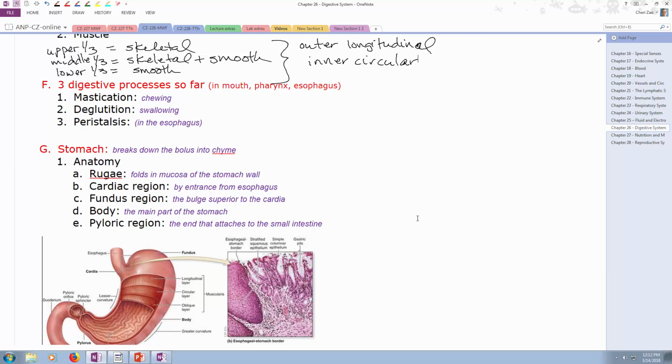As far as our digestive processes so far, mouth, pharynx, and esophagus, there's no such thing as a digestive process in the pharynx or the esophagus. That's just a transit tube. In the mouth, however, we had mastication, which is chewing, and that is done to mix saliva with the food to form the bolus. And a bolus is a large volume of material that's moving into you.